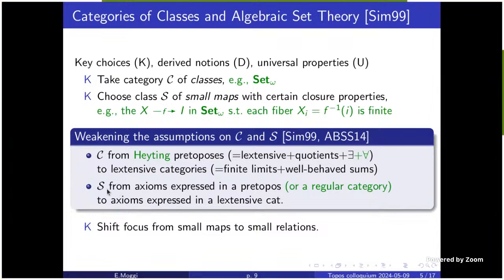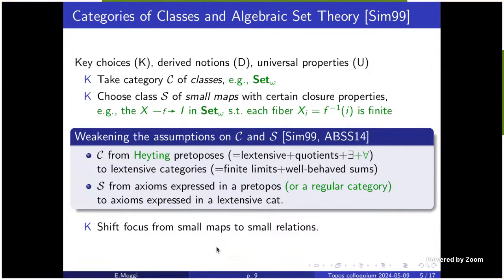But again, I want to have something that makes sense in a wider context. So I want to have axioms for these small maps that are expressible just in the extensive categories. And actually what I will do, since this power object, which is the classifier of small relations, needs a notion of small relation, is jump directly to a definition of small relation and skip small maps.